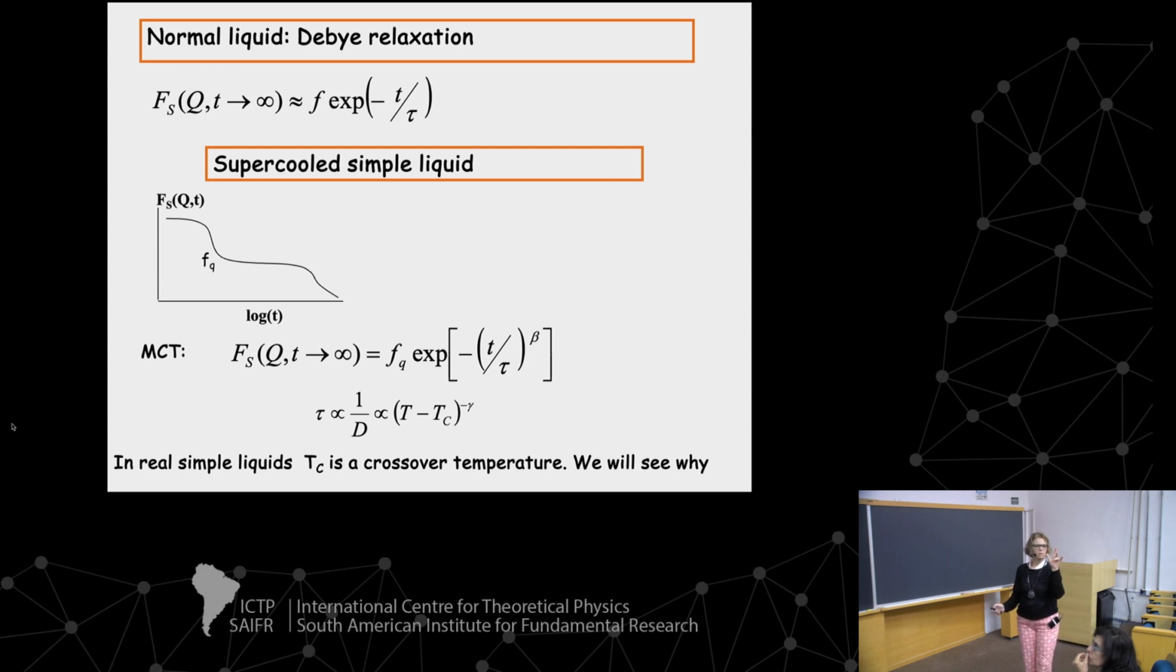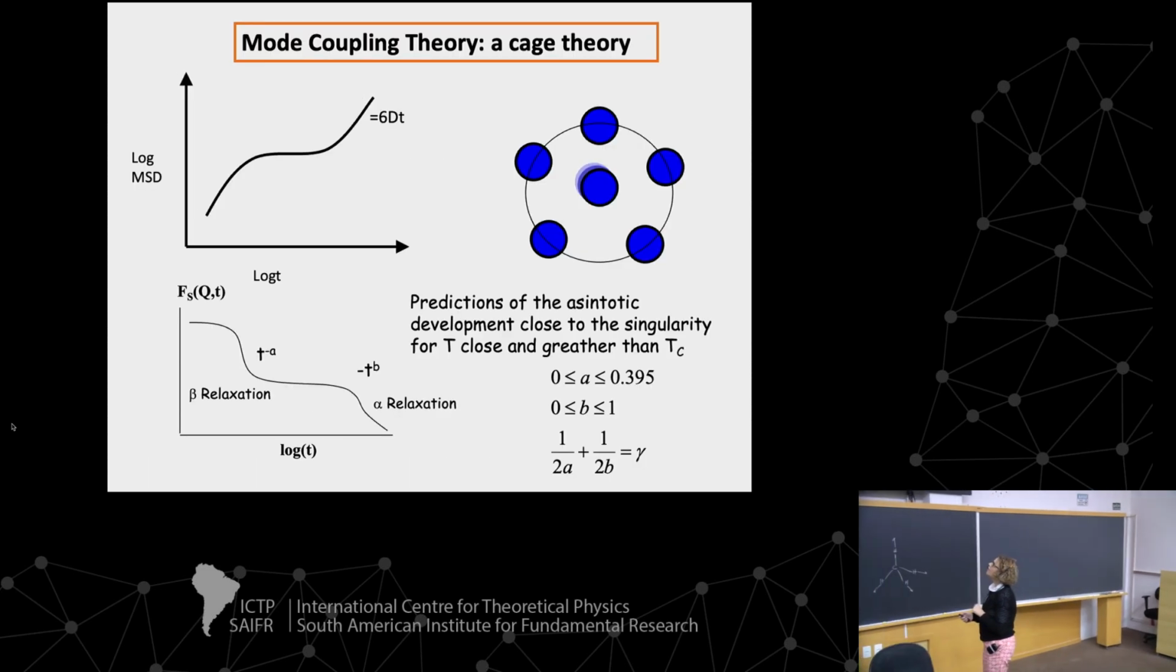We will see in a while that hopping processes will spoil this prediction a bit, because this prediction is correct if we do not have hopping. If we have hopping, it's not correct any longer. In a real simple liquid, Tc, as I told you, is only a crossover temperature because of hopping, and we will see that in detail.